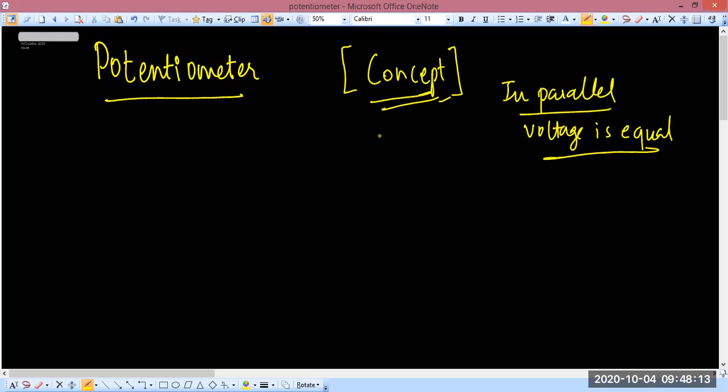Okay, so again the derivation is also very simple.